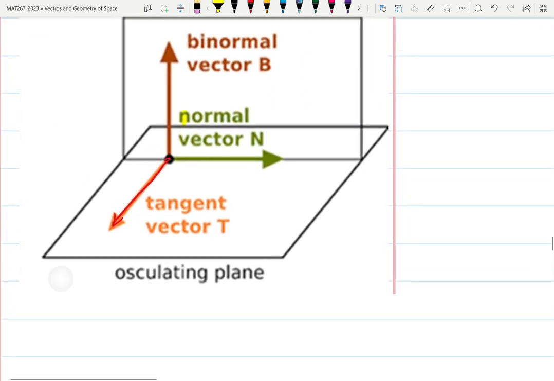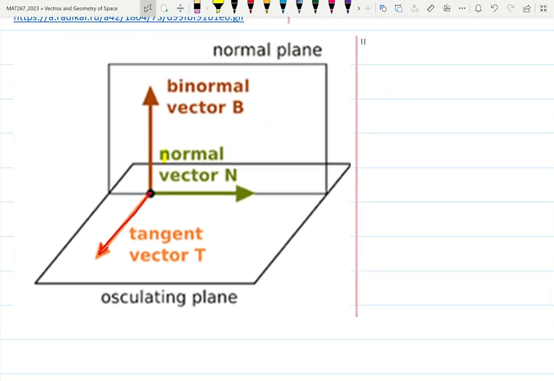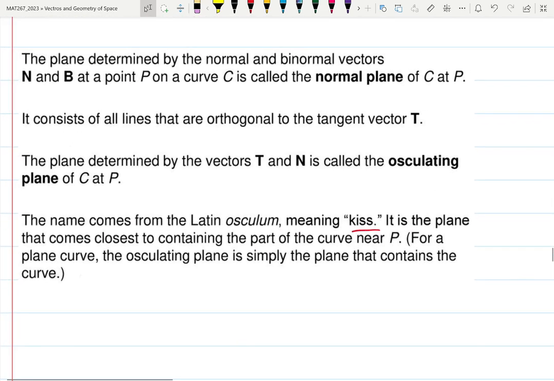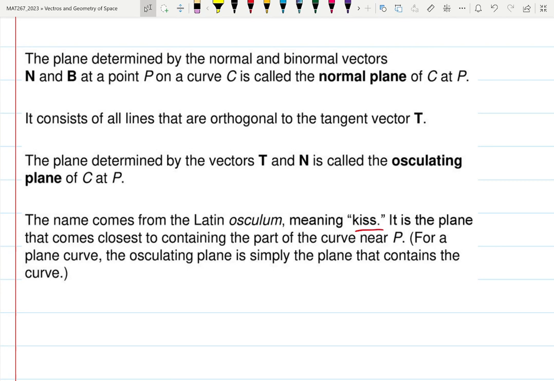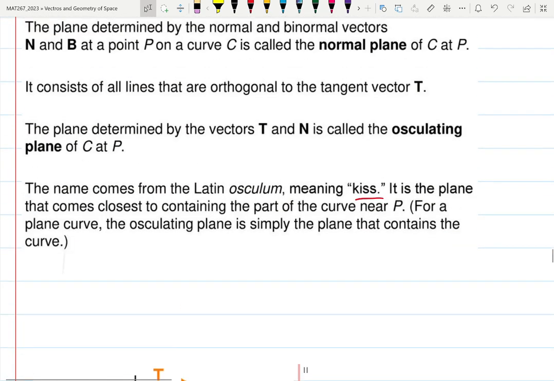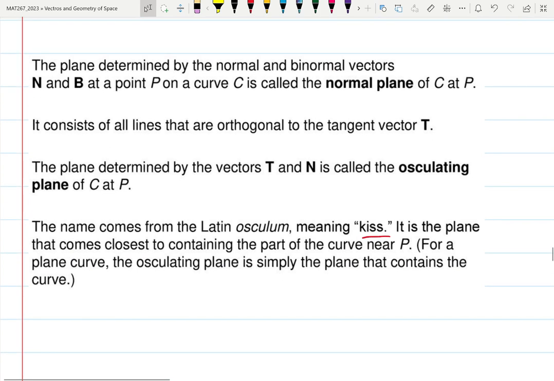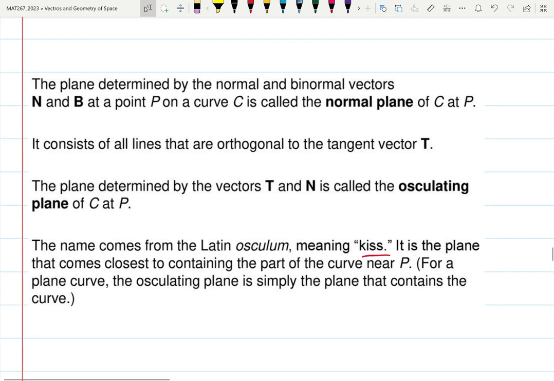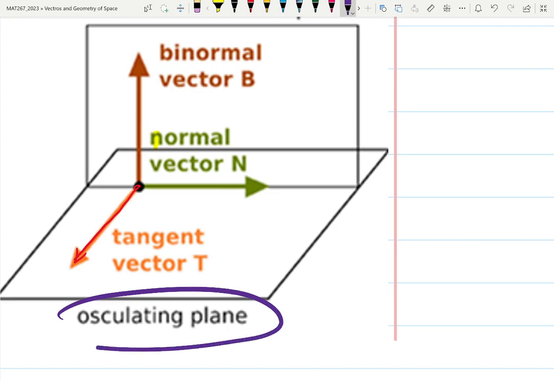The normal plane and binormal plane are fine, but the plane spanned by T and N is called the osculating plane, because it actually tells you how fast something is changing. Let me just tell you that. This is very nice that I have good notes. Actually, yes, and the curvature is here. The plane determined by the normal and binormal vectors, N and B, is called the normal plane, and so on. And the name comes from the Latin osculum, meaning kissing. So osculating, not oscillating. It's a kiss. It's the plane that comes closest to containing the part of the curve near P. So whatever is the closest to the curve, that's the kissing plane.